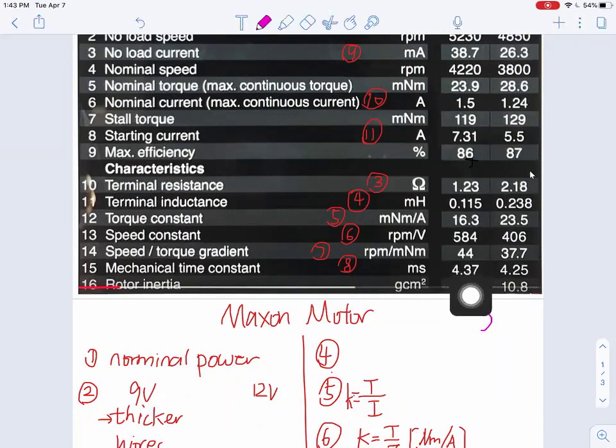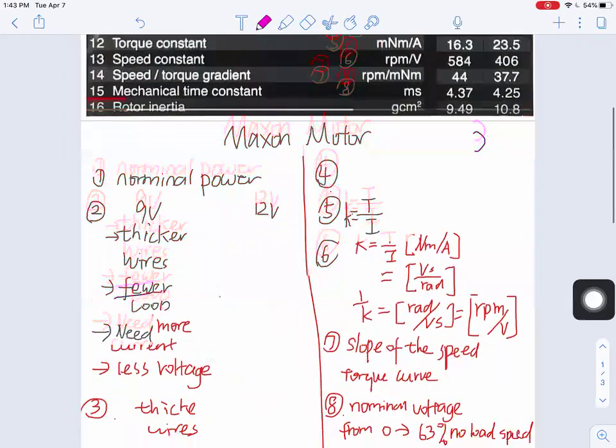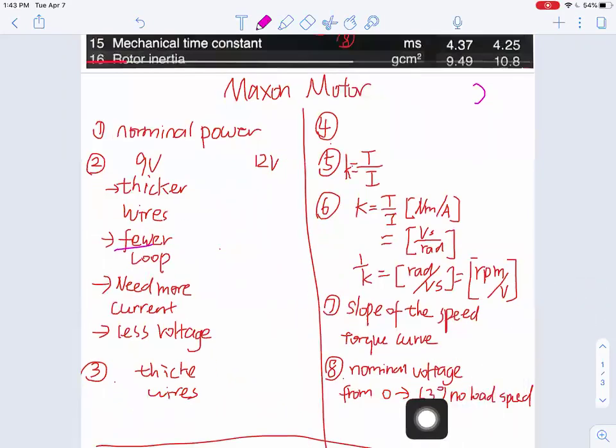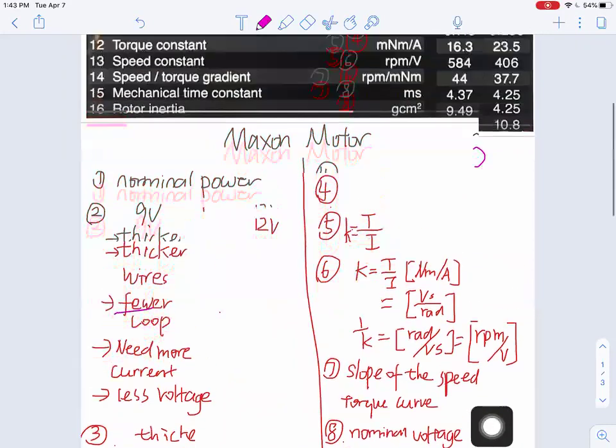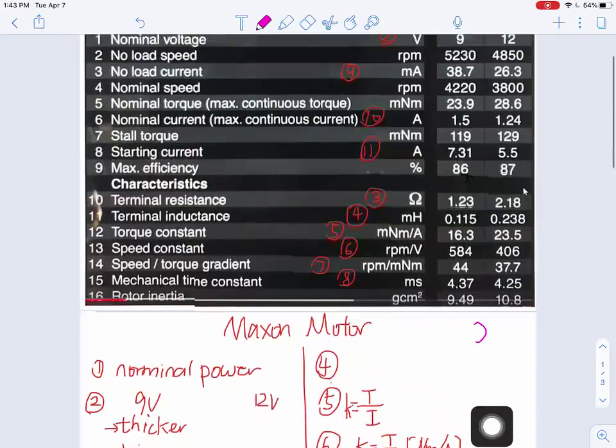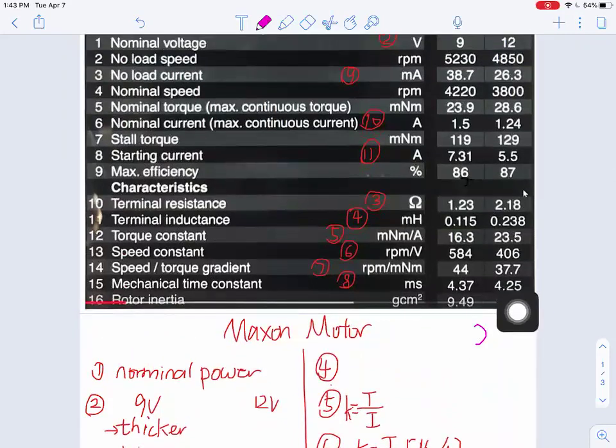it takes 4.37 milliseconds to increase the speed from 0 RPM to 63% of the no-load speed. So 63% of no-load speed, that's 63% of the maximum speed for this motor. And the motor with 12 volt takes a little bit less, 4.25 millisecond, to increase from 0 RPM to 63% of the maximum speed.